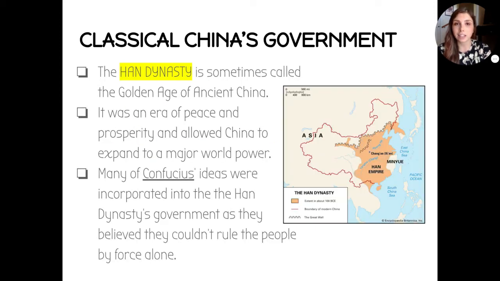The Han Dynasty is sometimes called the Golden Age of ancient China. It was the era of peace and prosperity and allowed China to expand into a major world power. Many of Confucius's ideas are now being incorporated into the Han Dynasty's government, as they believed that they couldn't rule the people by force. They started to think about Confucius's ideas and realized that they couldn't force people to do things, that they needed to move towards more respect, humility, and kindness. And you can see the Han Dynasty there on the map on the right.